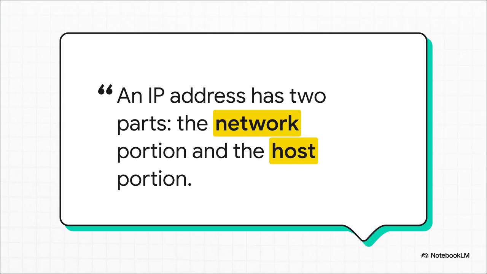It's just like your mailing address. Part of the IP address is like your zip code. It tells you the general neighborhood, or the network. The other part is like your specific street and house number. It pinpoints the exact device, or the host, in that neighborhood. You absolutely need both to get the mail delivered to the right place.